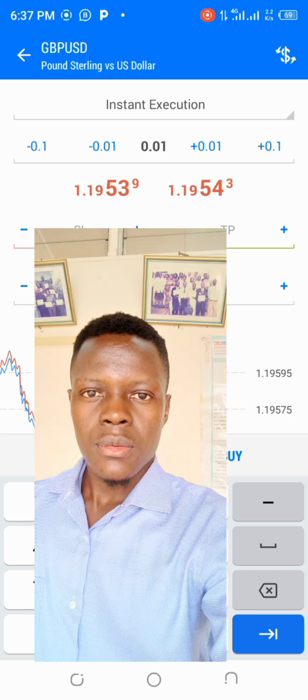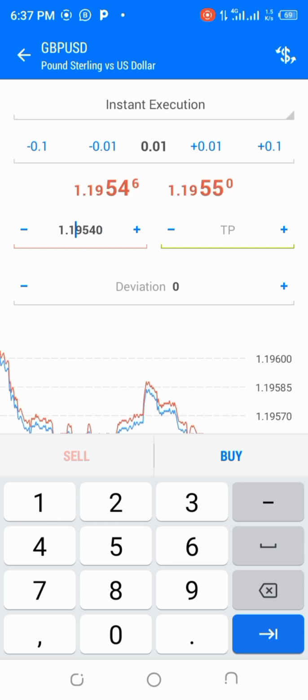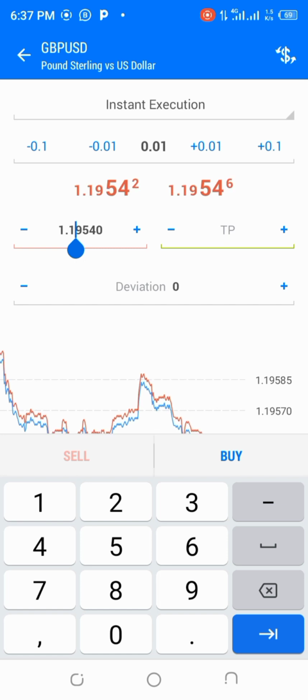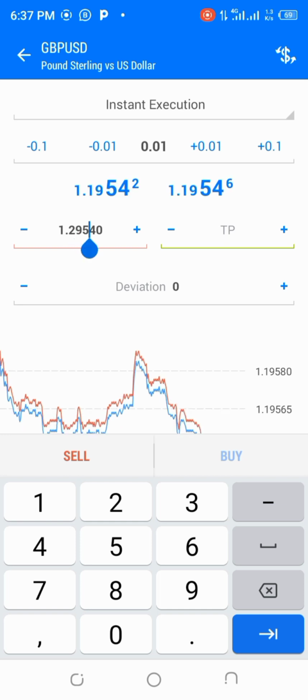So if we want to lose that same $10 for a sell trade, or if we want to lose $100 for a sell trade, we can come here and increase the market by 100 pips. I hope you understand. We increase the market by 100 pips, and we are going to have the market like this.